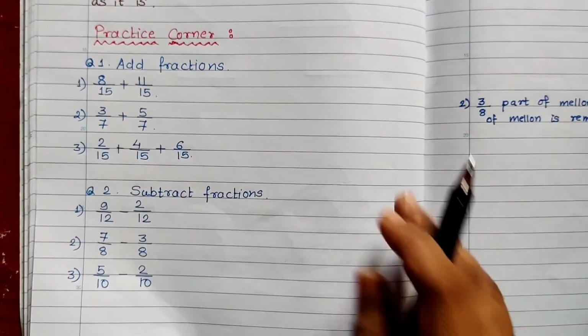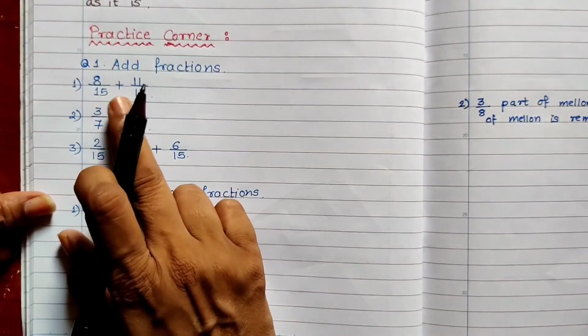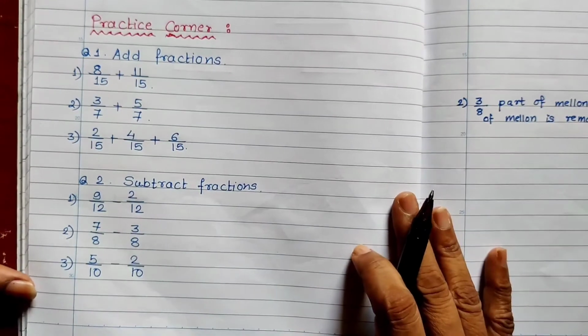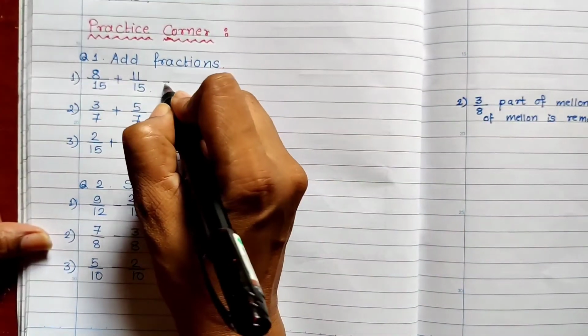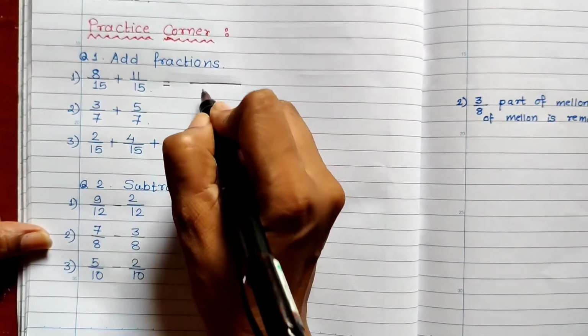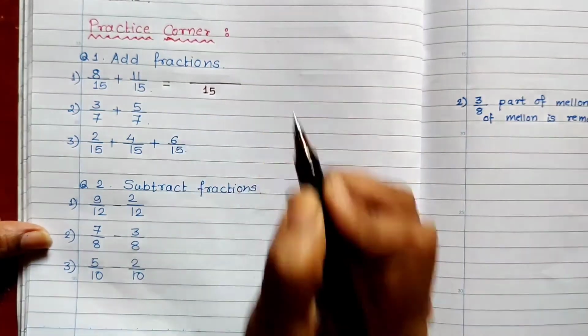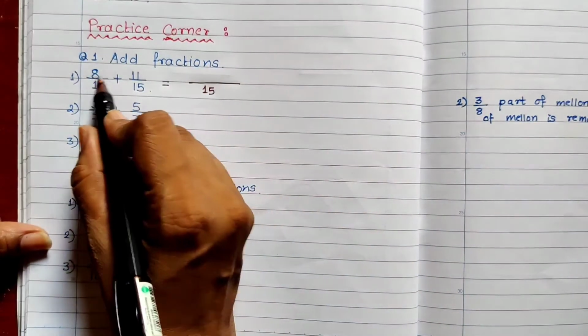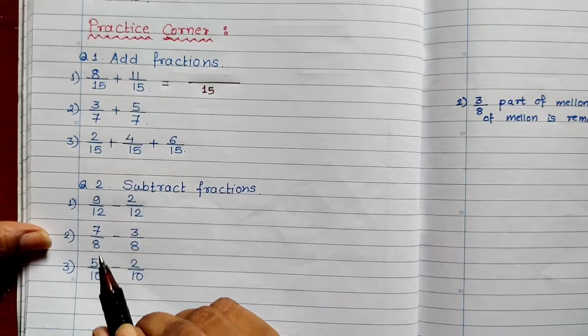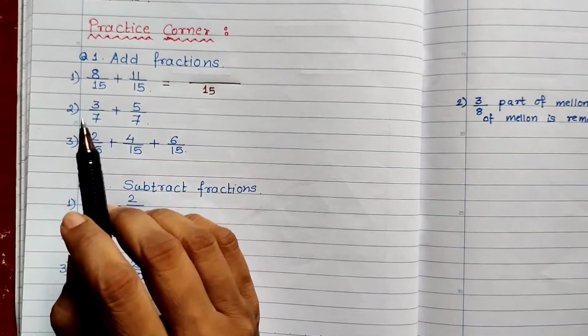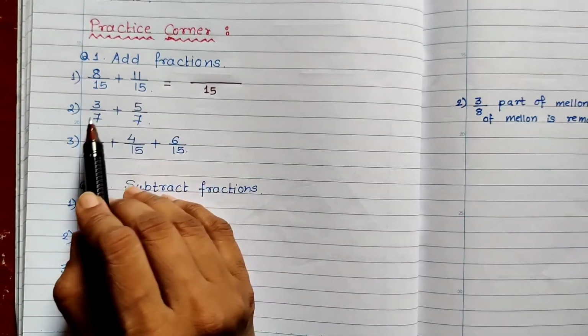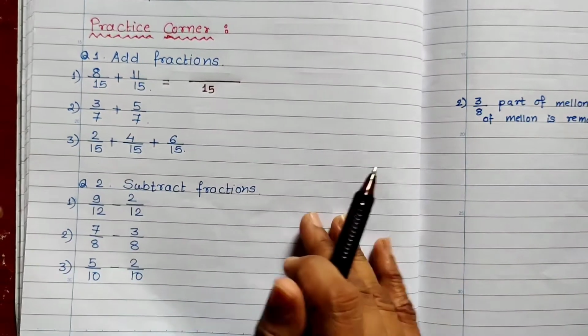In practice corner, first question is add 8 upon 15 plus 11 upon 15. So what we have to do, we will be writing this denominator as it is, 15 one time, and we will be adding the numerators. These are the like fractions. Why are these like fractions? Because their denominators are same. That's why they are like fractions.